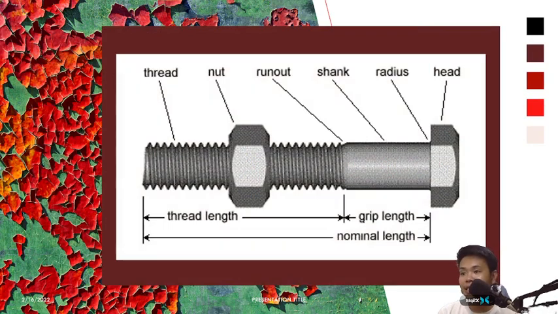So ito yung isang example ng bolt. Ito yung thread, ito yung nut, ito yung shank, ito yung head. Yung thread at yung nut, ito yung naglalock para maging matibay o connected yung ating connection o yung ating steel plate.